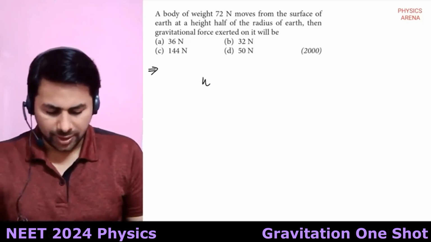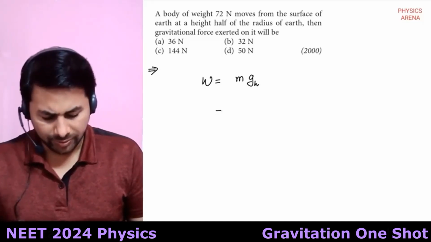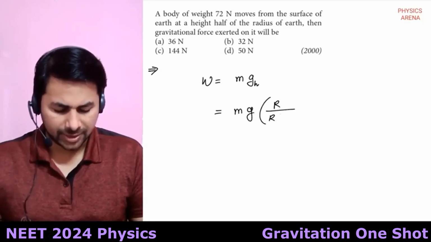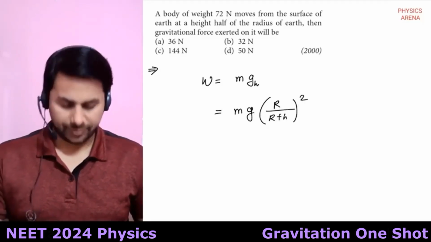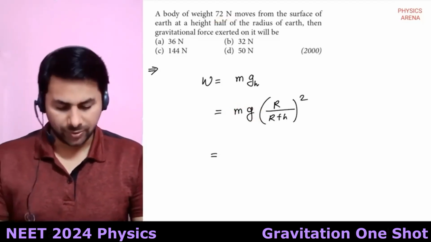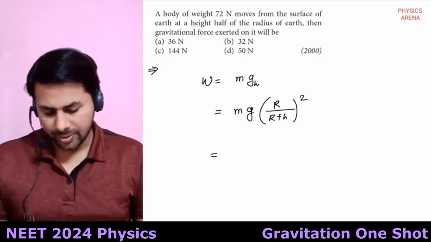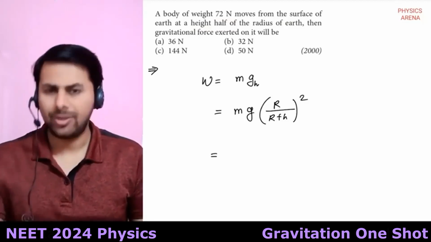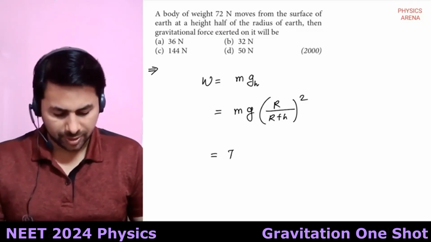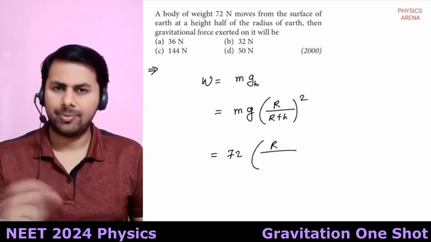Very good. So W is equal to m times g at height h, right? Which will be equal to m multiplied by g into r upon r plus h whole square. Okay. And mg is given, the weight of body 72 Newton on the surface of Earth. And if you take it to a height equal to half the radius of Earth, r by 2, so let's keep h equal to r by 2. So this is 72 multiplied by r upon r plus r by 2.